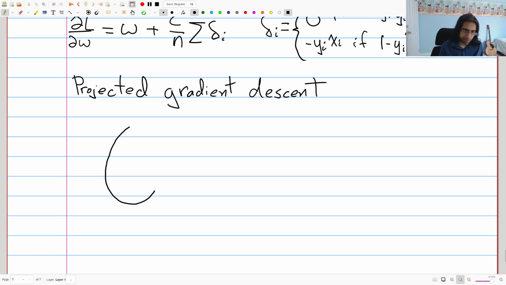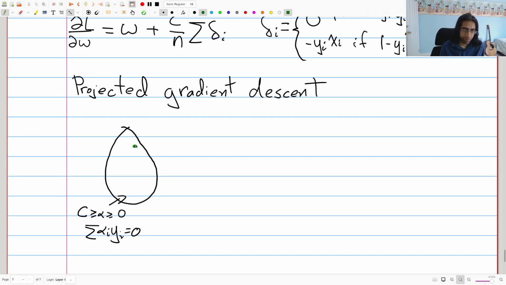We have some set of possible feasible solutions, say something like this. To relate it to our problem before, this is the set of possible solutions where C is greater than or equal to alpha, which is greater than or equal to 0, and we also have the summation of alpha_i y_i equal to 0. So this is the set of feasible solutions. What we do when we do gradient descent is we start at some point, we take the gradient, and then we follow it in one step. But the step that we take might take us out of the set of feasible solutions.